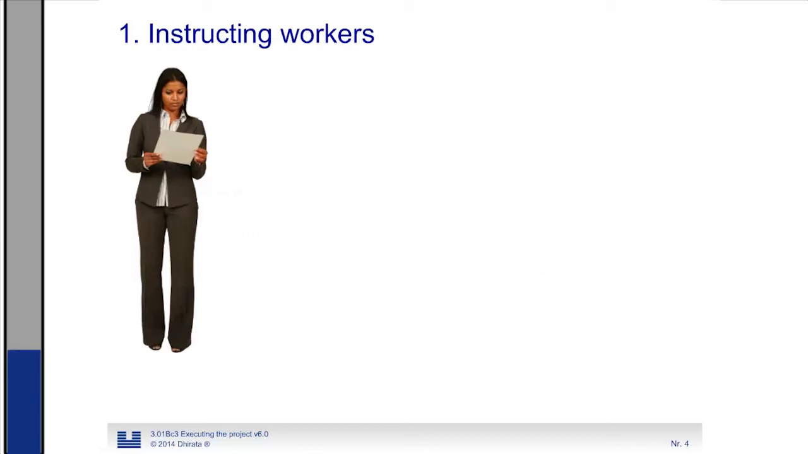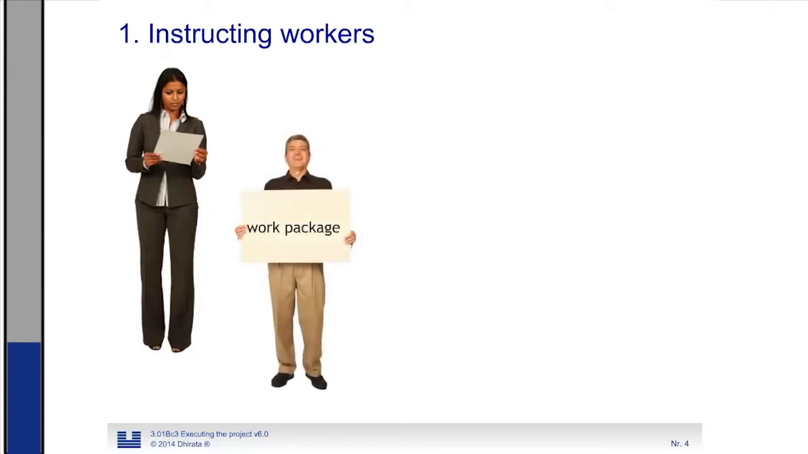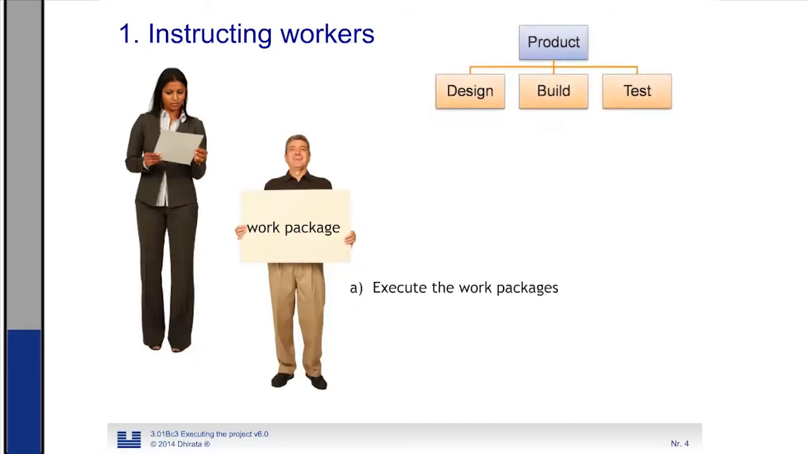The instruction of the people that are actually performing the work to be done is done by the use of work packages. They describe what the workers need to deliver. They need to execute the work packages, and the work packages are the lower level of the work breakdown structure. They need to deliver them.